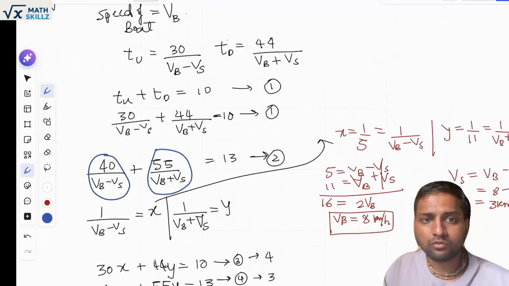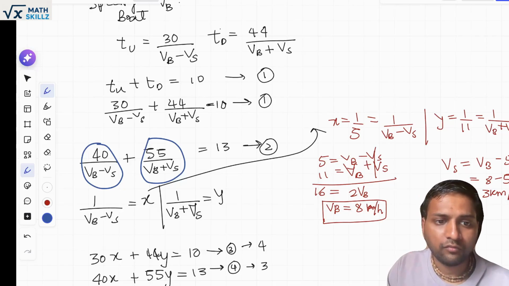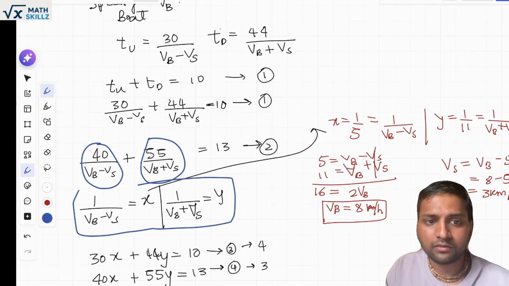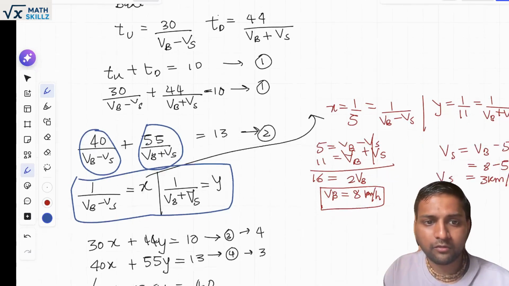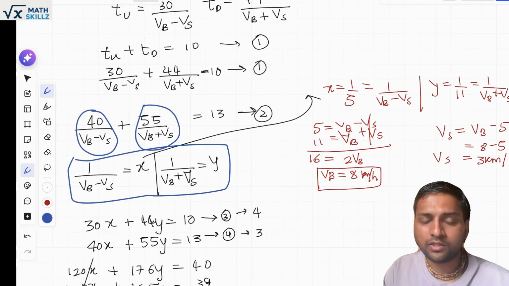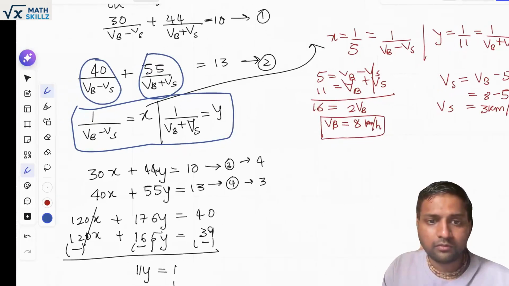Now to solve these two equations will be difficult. So let us consider 1 by Vb minus Vs as x and 1 by Vb plus Vs as y. So now the equations will change slightly. That is 30x plus 44y equals 10. This is the third equation, and 40x plus 55y equals 13, the fourth equation. Now to solve these equations is quite simple.